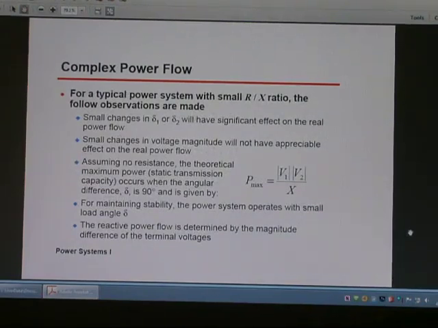So the complex power flow for a typical power system, with a small R to X ratio, the following observations are made. Small changes in delta 1 and delta 2 will have a significant effect on the real power flow. Small changes in voltage magnitude will not have an appreciable effect on the real power flow. Assuming no resistance, theoretical maximum power occurs when the angular difference delta is given by the equation. For maintaining stability, the power system operates with a small load angle delta. The reactive power flow is determined by the magnitude difference of the terminal voltages.